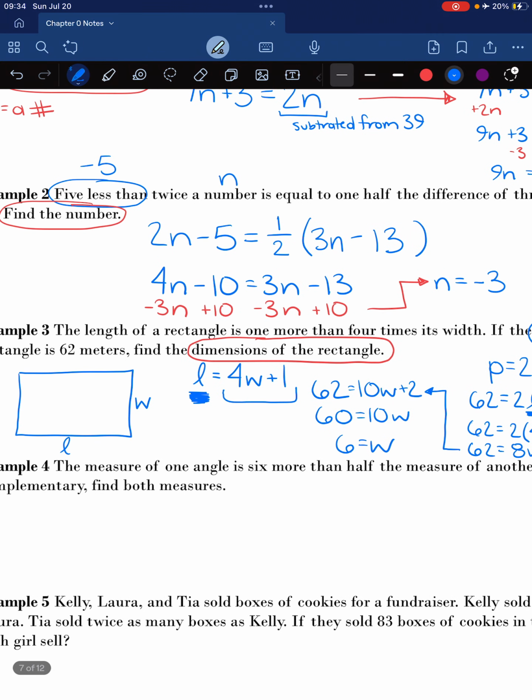So the width is 6. The length is, so we're turning back to here again. The length is 4 times the width plus 1. So then I end up with the length is 4 times 6 is 24, plus 1 is 25. I just plugged in, I guess I can write that down. 4 times 6 plus 1, right? I used my answer for width to figure out the length, and there's my solution.